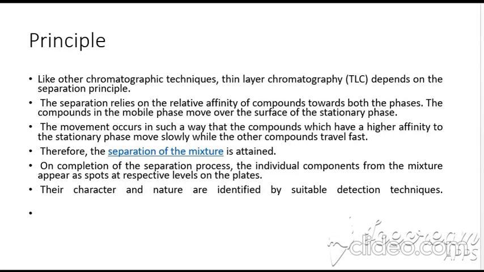Now I'm going to discuss the principle. There are two phases, the stationary phase and the mobile phase. The mobile phase migrates the components from the mixture by differential rate of migration. What is the differential rate of migration? It means the affinity of the components of the mixture. Either a component has affinity towards the stationary phase, so it is adsorbed and does not move faster, or if it shows affinity or solubility towards the mobile phase, it moves faster with the mobile phase. This is adsorption chromatography.